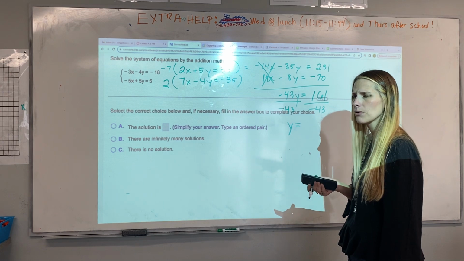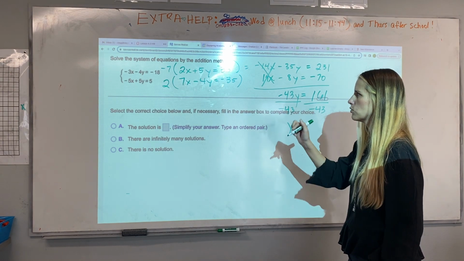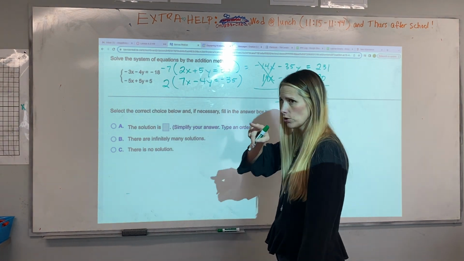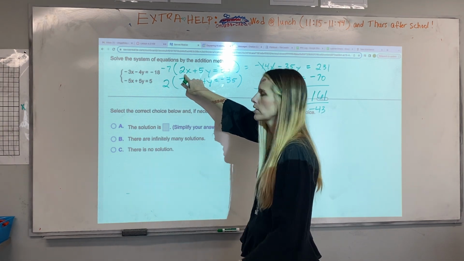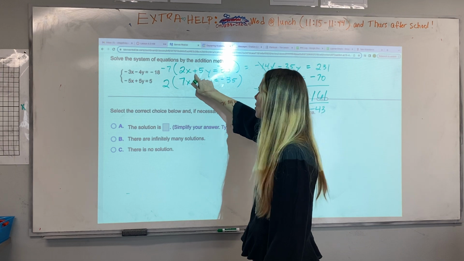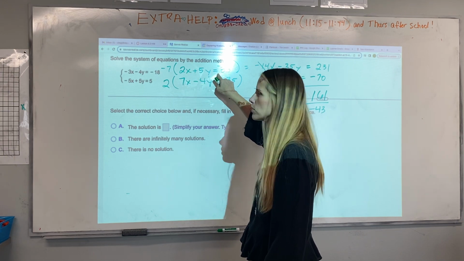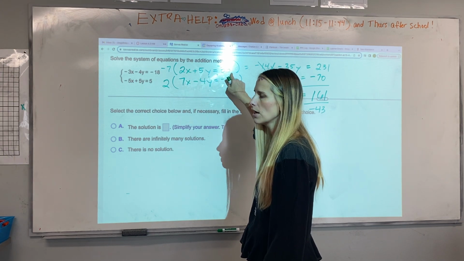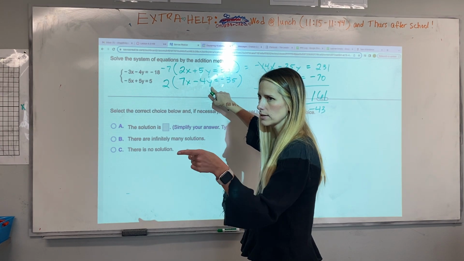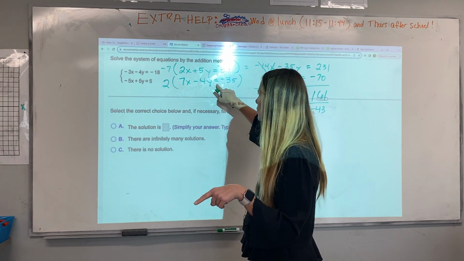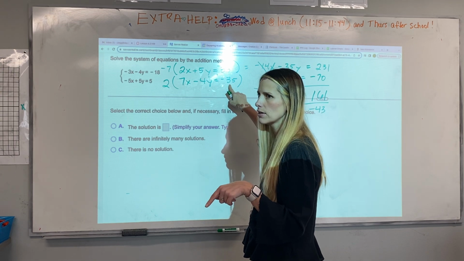There might be a mistake with yours. Can you just double check to make sure I copied this? You have the equation right there, right? Read it while I'm reading it, okay? 2x plus 5y equals negative 33. 7x minus 4y equals negative 35.